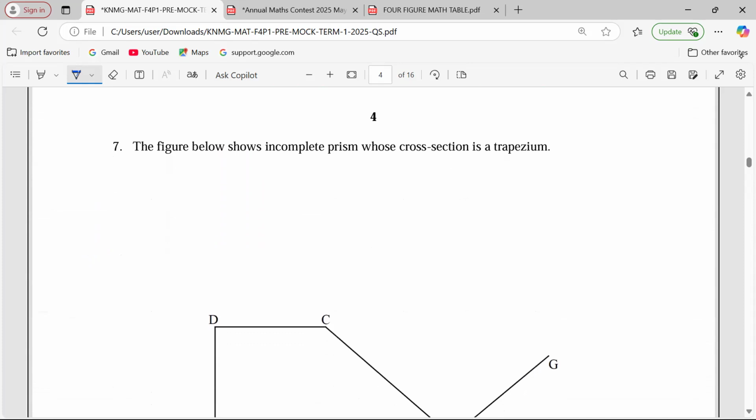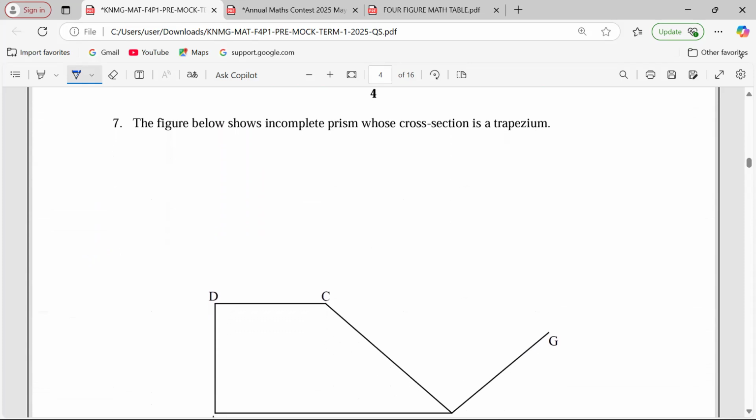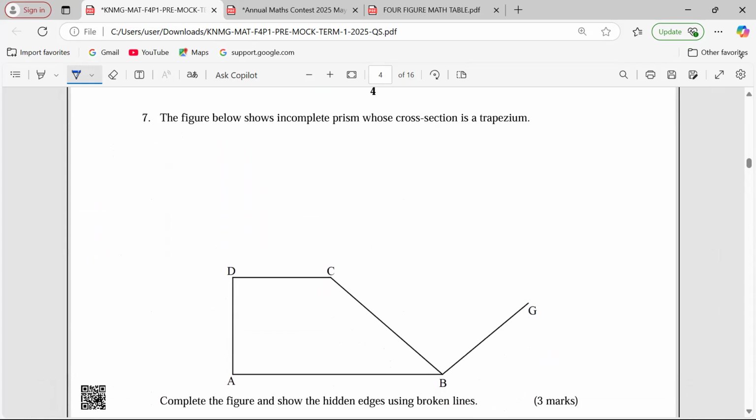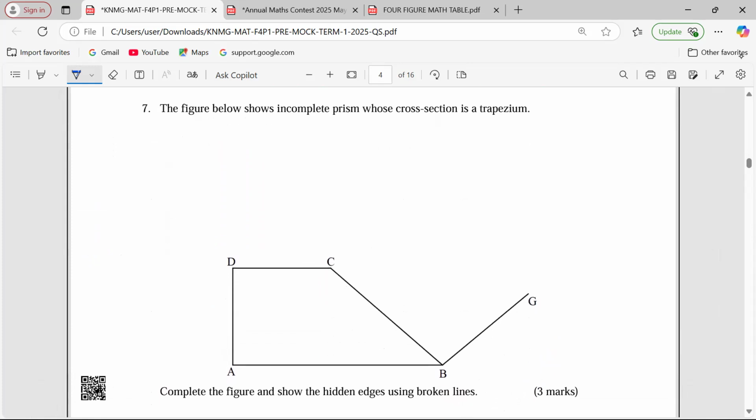Number 7, this is from one work. The figure below shows an incomplete prism whose cross-section is a trapezium. We can see a trapezium ABCD, which is now the cross-section.